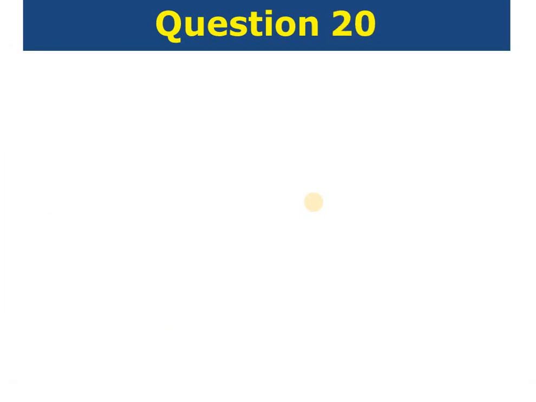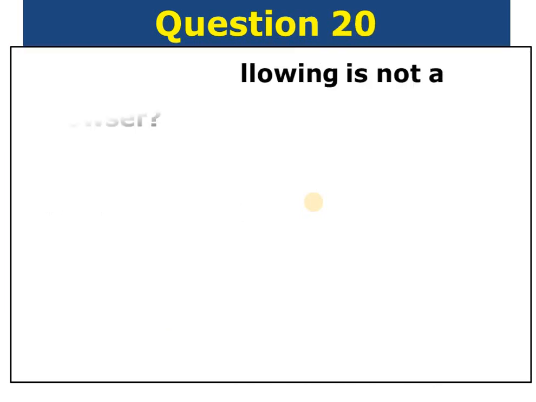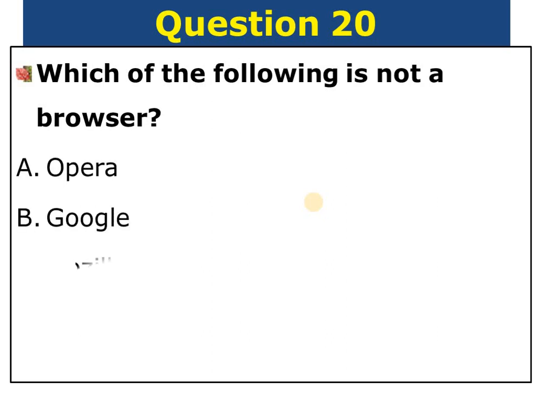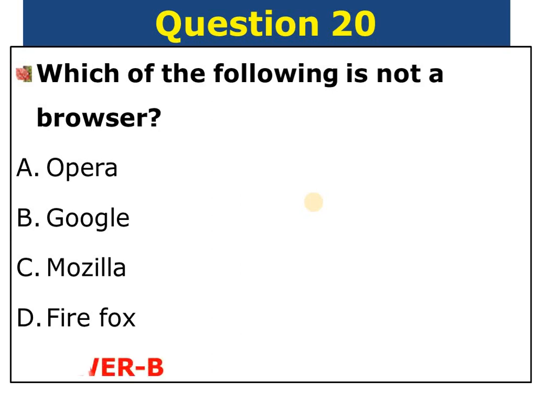Question number 20. Which of the following is not a browser? A. Opera, B. Google, C. Mozilla, D. Firefox. The answer is choice B.